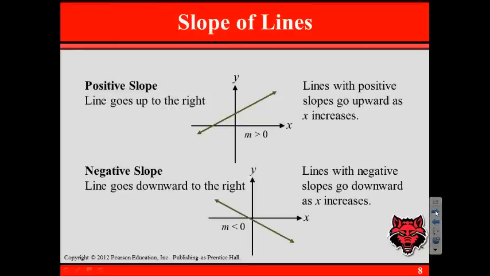Here are just a few clues that will help you remember what kinds of slopes you have. A line with a positive slope increases. The line goes up from the left to the right. A negative slope goes downwards from the left to the right.